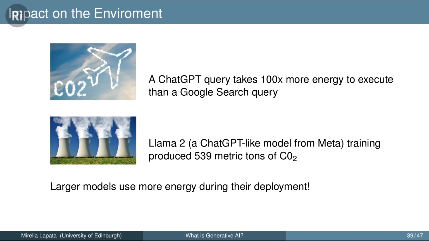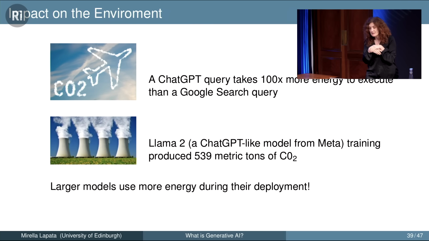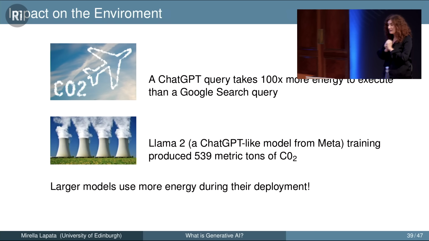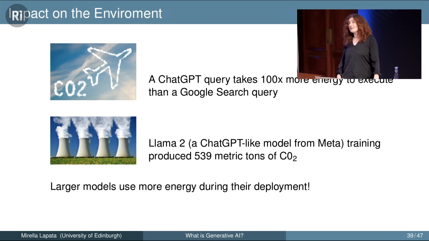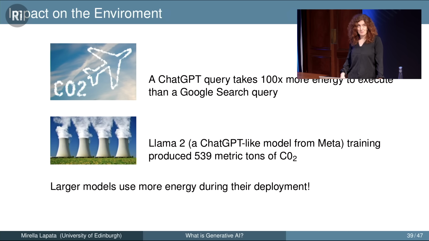Environment. A query for ChatGPT, like we just did, takes 100 times more energy to execute than a Google search query. Inference, which is producing the language, is more expensive than actually training the model. Llama 2 is a GPT-style model. While they were training it, it produced 539 metric tons of CO2. The larger the models get, the more energy they need and they emit during their deployment. Imagine now lots of them sitting around.